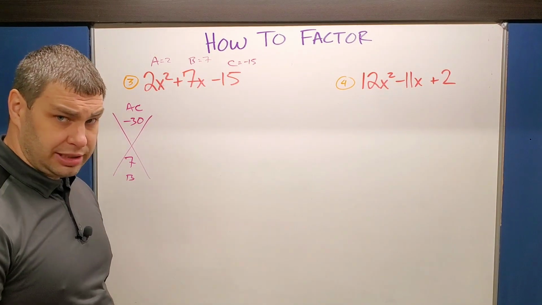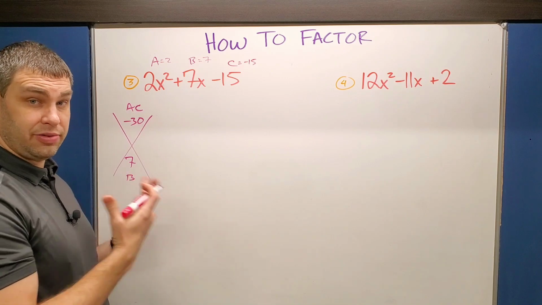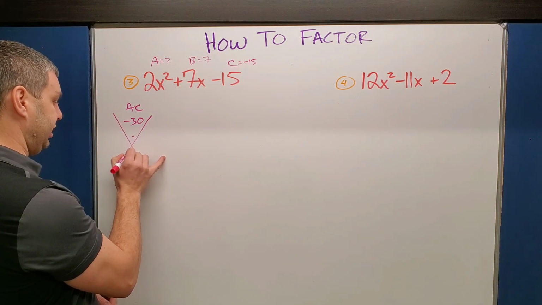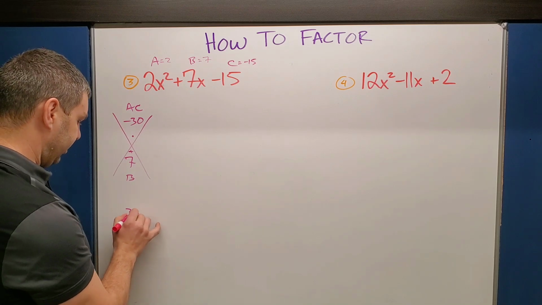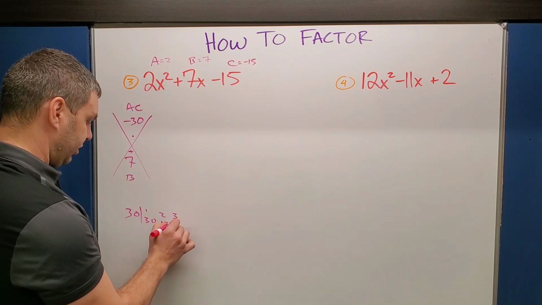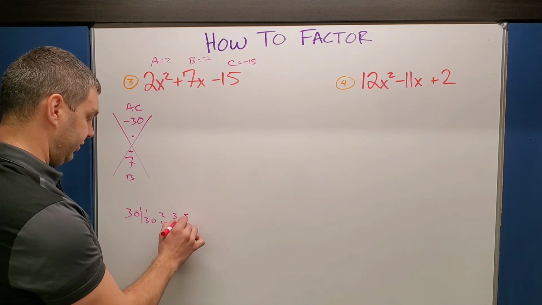The B term is just going to be a 7. So this one is a little trickier. We have to find, again, factors of 30 that add to be 7. So multiply to be negative 30 and add to be 7. If you need to write these out, you can. We have 1 and 30, 2 and 15, 3 and 10, 4 doesn't work, 5 and 6.